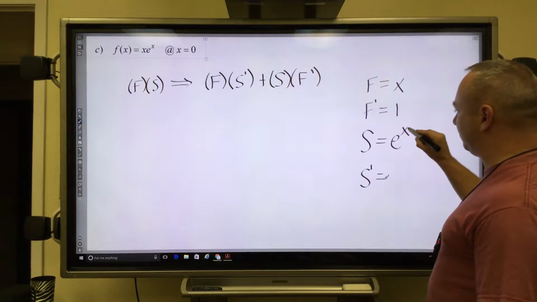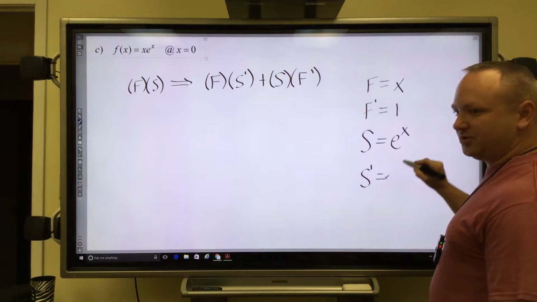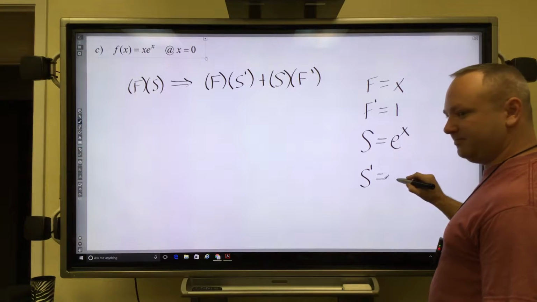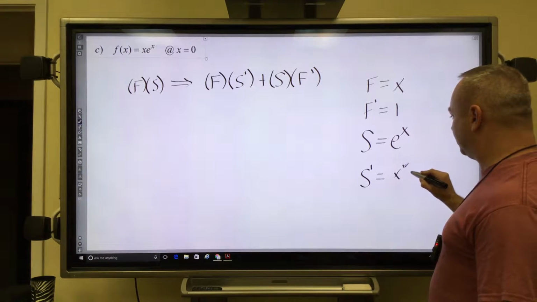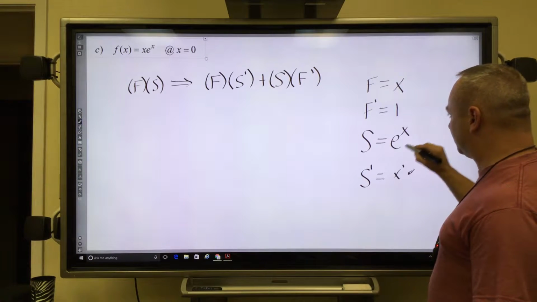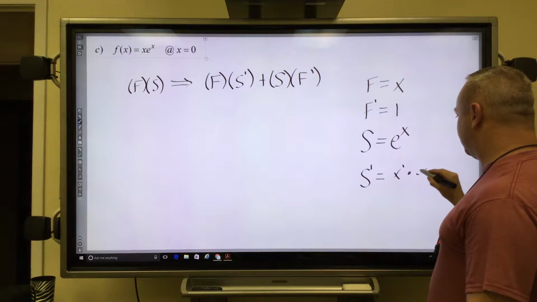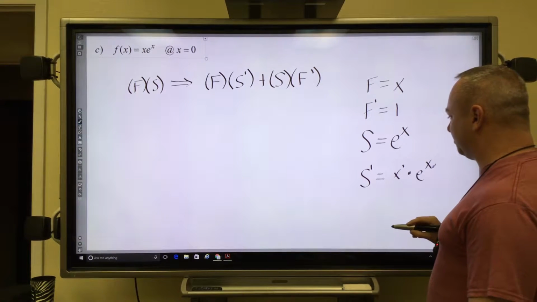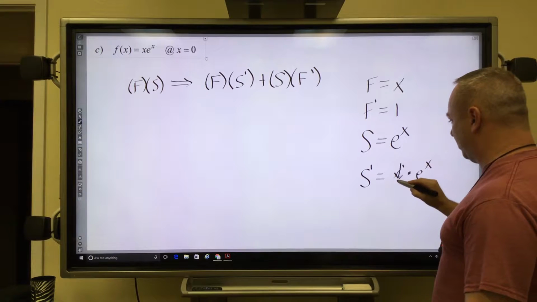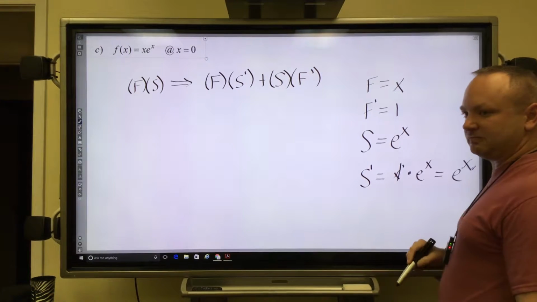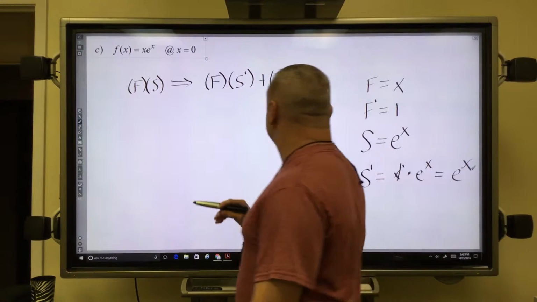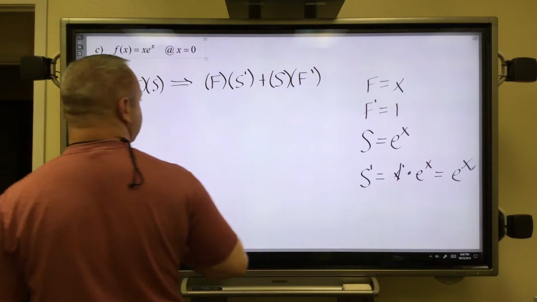It's the derivative of the power goes up front. So the derivative of x is just 1. Right? So it would be x prime times this piece right here, e to the x. Well, x prime is just 1. So if that's 1, then we're just left with e to the x by itself. Okay? And then we're just going to take this stuff right here and plug it in.